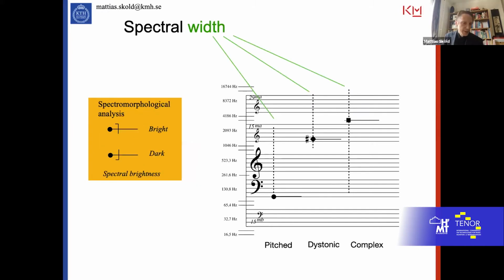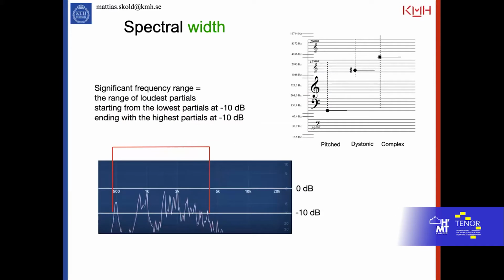And then we have spectral width. So instead of spectral brightness, as you can see on the left, we have spectral width, meaning the significant frequency range of the sound object. The significant frequency range being, as it's defined at least for now, the range of loudest partials, starting from the lowest partial at -10 dB and ending with the highest at -10 dB. It's perhaps more telling from the image from Logic's graphic equalizer. So it's the loudest range of spectral energy.